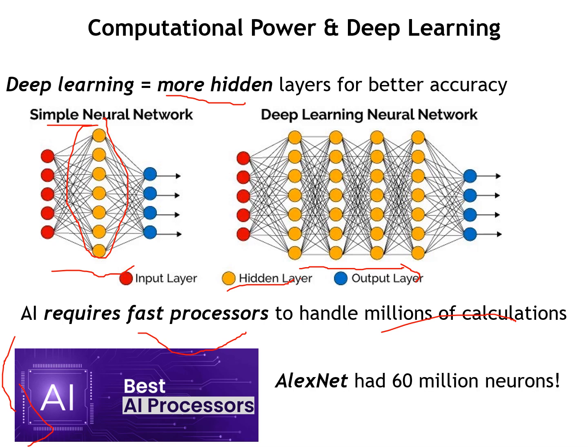And as a reminder, remember that AlexNet, the game changer from more than 10 years ago, already had 60 million neurons. So imagine how many neurons the current neural networks or deep learning models that we're using right now have.